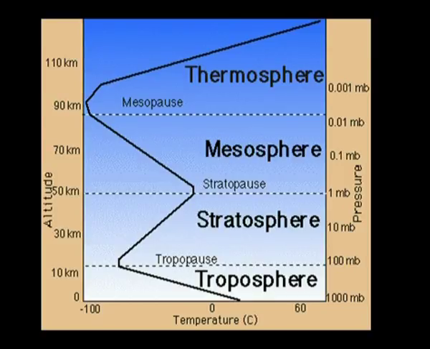Stratopause. The boundary between the stratosphere and the mesosphere is the stratopause. The atmospheric pressure here is about 1/1,000th of the atmospheric pressure at sea level.